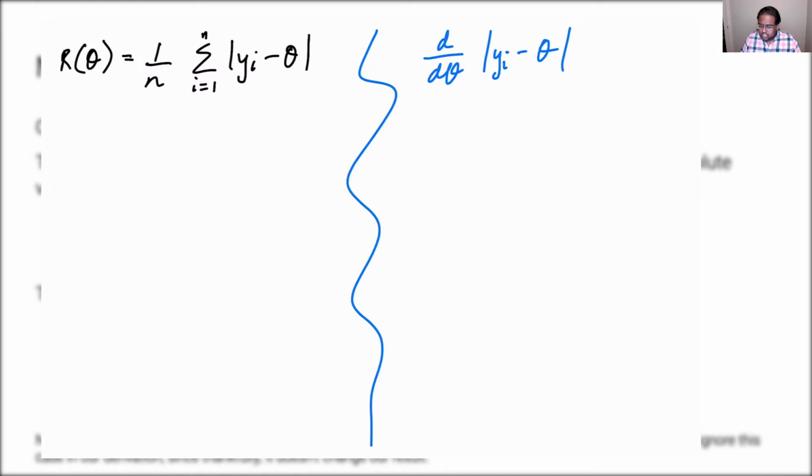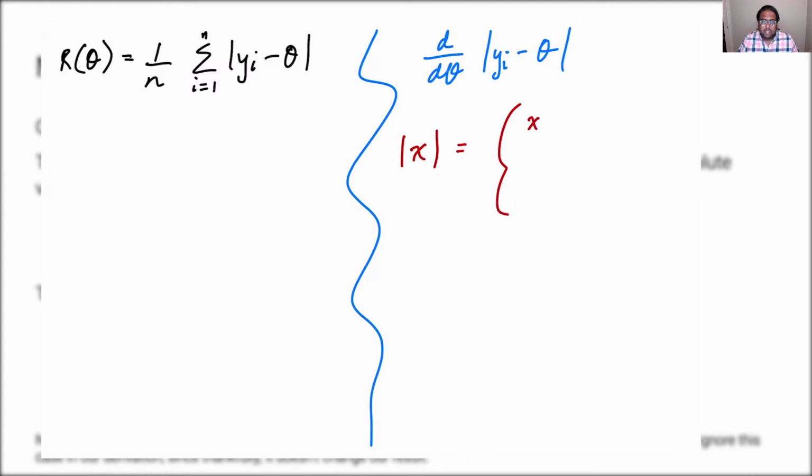To first do this, we need to re-express what the absolute value of yi minus theta is in a form that is easy to take the derivative of. To do this, we will recognize that the absolute value of x is really a piecewise linear function on its own, right?